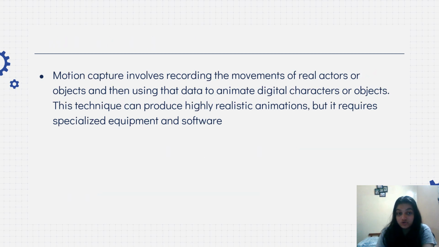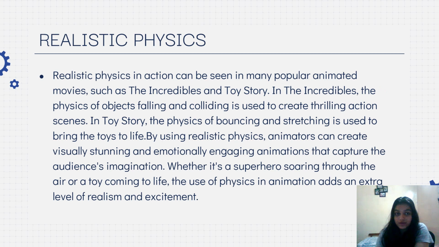Another technique is motion capture, which involves recording the movement of real actors or objects and then using that data to animate digital characters or objects. This technique can produce highly realistic animation, but it requires specialized equipment and software. Realistic physics in action can be seen in many popular animated movies.